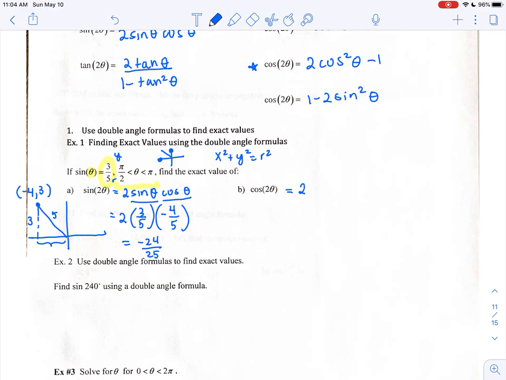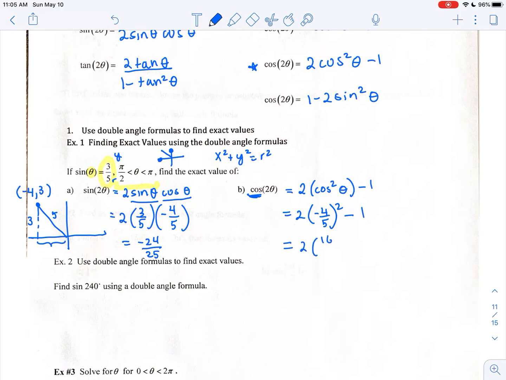So 2 cosine squared of theta minus 1. I remember it as, in the double angle formula for cosine, the 2 times cosine squared of theta comes first, as opposed to the third formula, which has sine squared of theta at the end. Same premise: cosine of theta is -4/5. We're going to square that value, times it by 2, and then subtract 1.